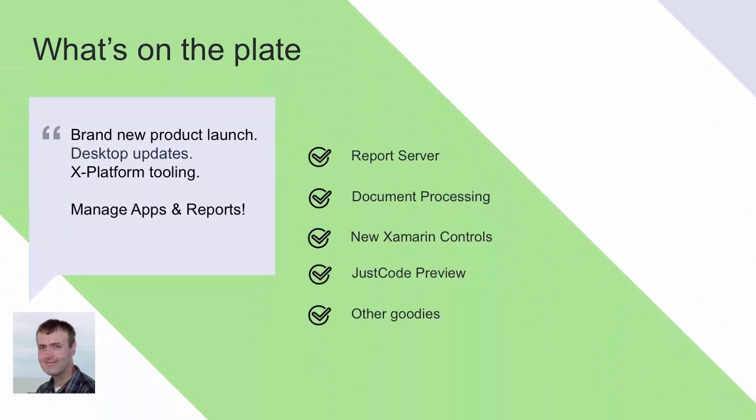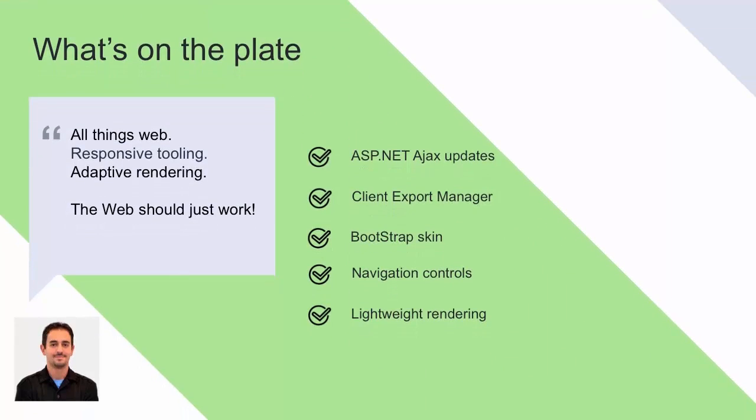You also have our Twitter handles, so you can get hold of us right after the webinar. Now, let's take a look at what's on our plate and how we're going to cover this content. Michael is going to come on first, and it's not every day that we get to launch brand new products. Michael has got one today in the report server. He's going to talk about some updates to document processing, brand new Xamarin controls if you're into cross-platform mobile development, JustCode preview, and loads of other .NET goodies. Next up will be Ed. Ed's a hardcore web guy and he loves his responsiveness, so it's only apt that he talks about all things that are new in the UI for ASP.NET Ajax suite. He'll talk about the new Client Export Manager, the new Bootstrap skin, the navigation control, the lightweight rendering, everything that you need to build modern web applications.